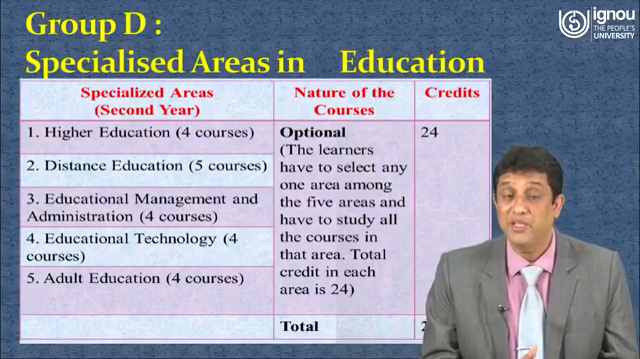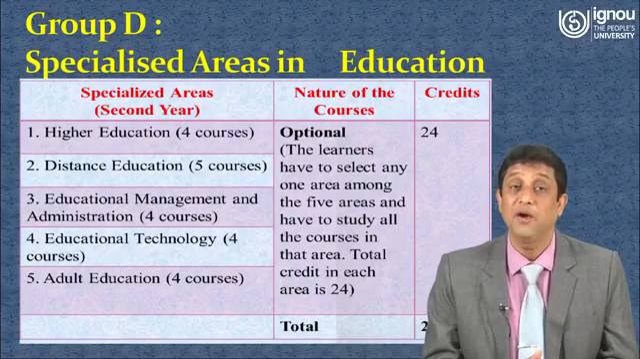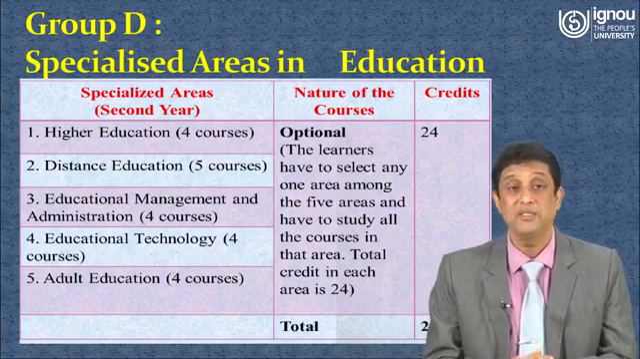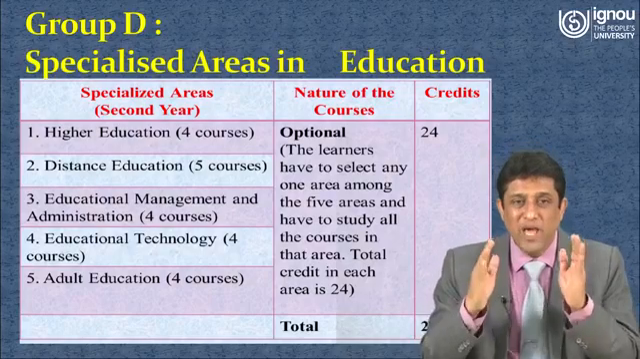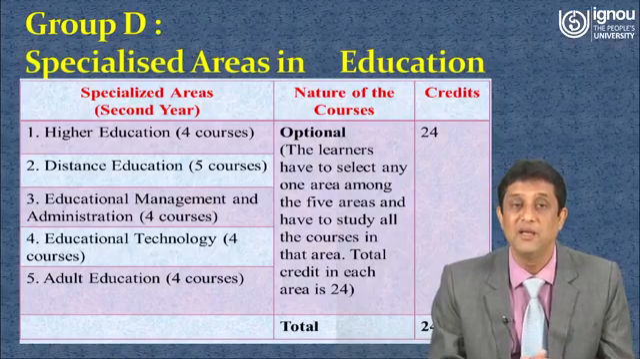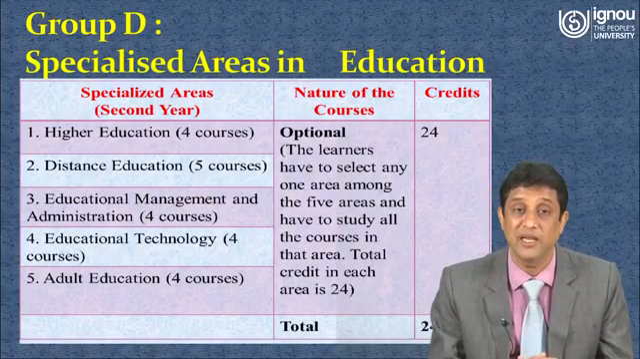Then further, apart from the dissertation, in second year, under group D, specialized areas in education courses are there. Okay, friends. So here you will find that we have kept 5 areas at present. That is higher education, one area. Distance education is the second area.